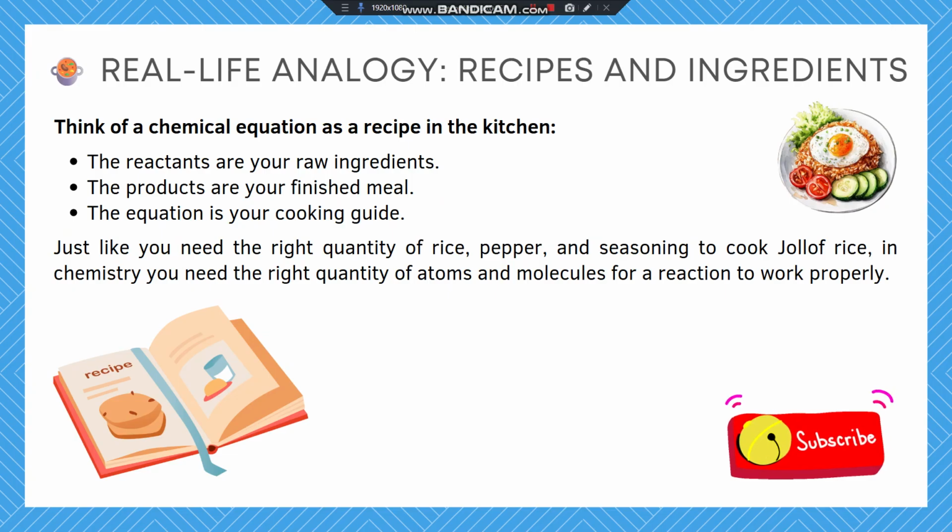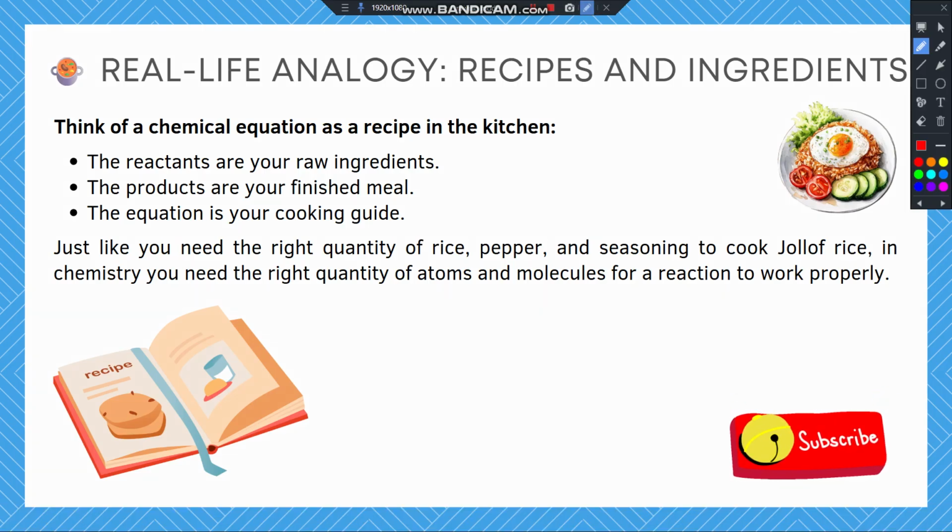Now, here is a real life analogy of what a chemical equation is. You can relate it to the concept of ingredients and recipes. Okay, so now think of a chemical equation as a recipe in the kitchen. A recipe is simply a collection of information that tells you the kind of ingredients you are to add together to form a particular type of meal or dish.